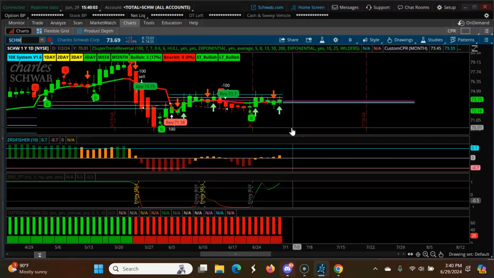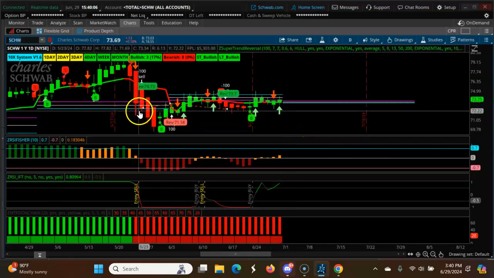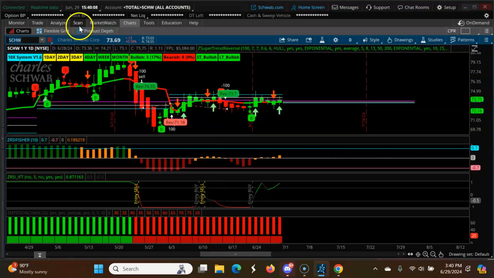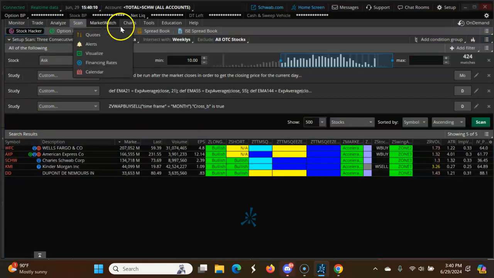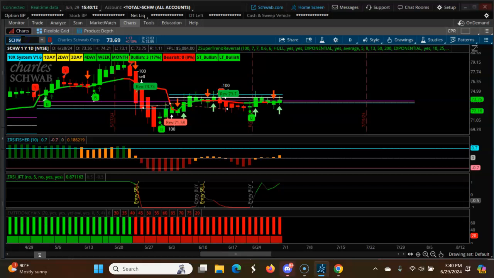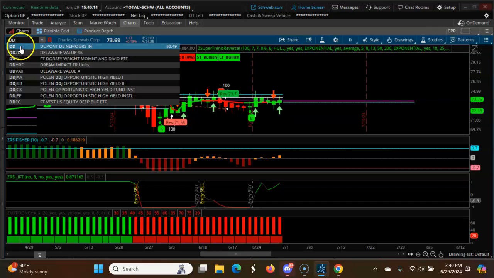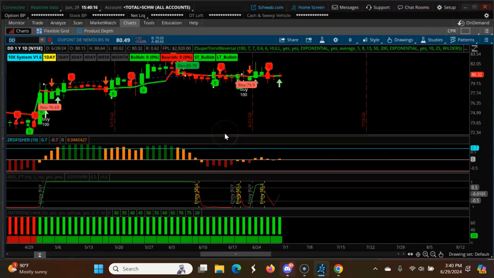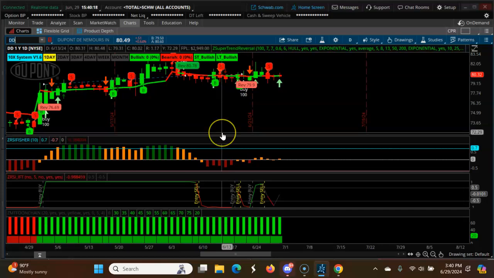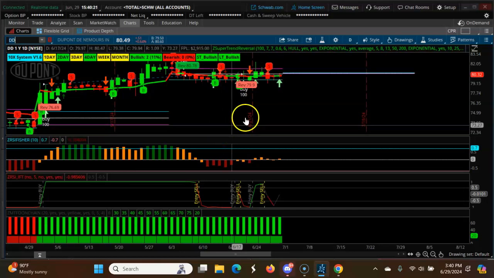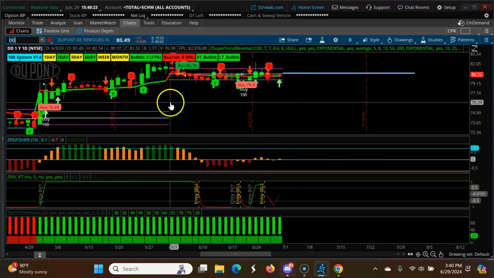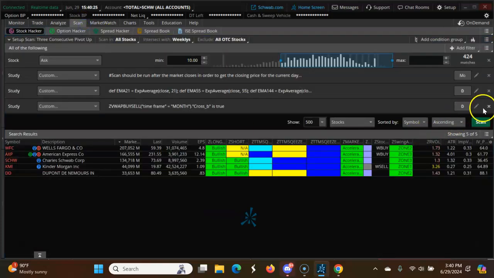Okay, I can see a bullish signal here. 3 CPR up. Looks a little bit better. Next is DD. CPR up. Okay, it's bullish. Okay, let me just now take this out.